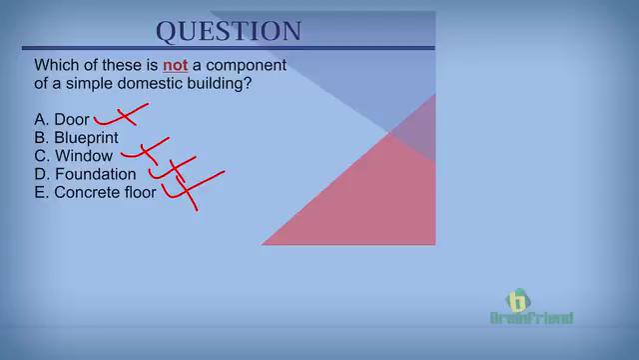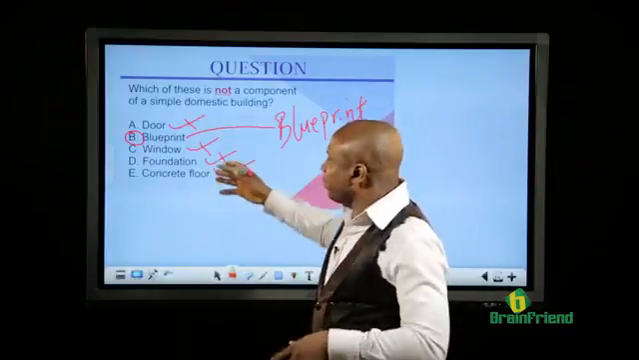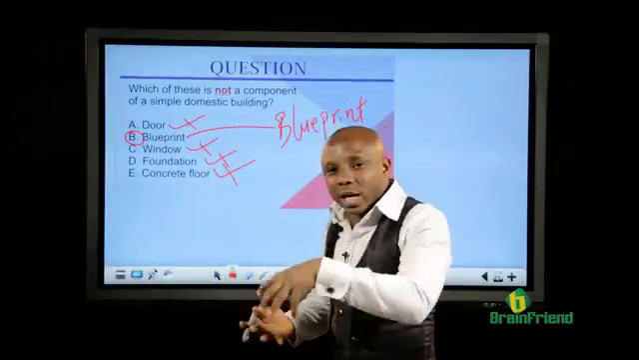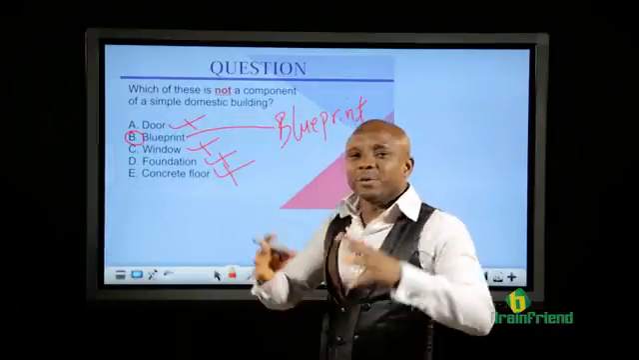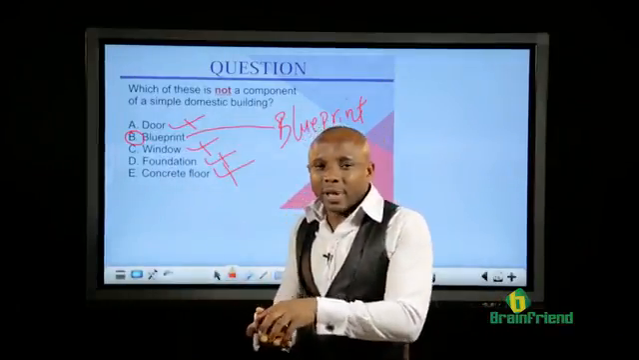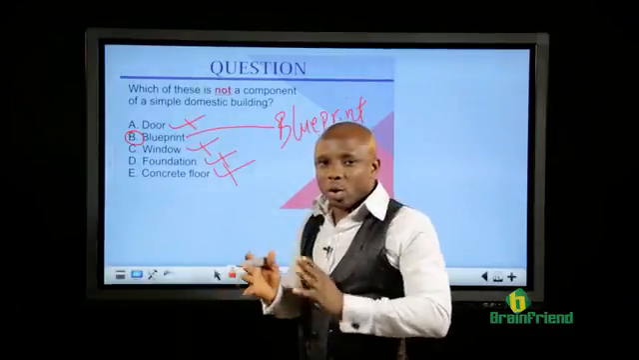The correct answer here is B, blueprint. Blueprint is not supposed to be in this family. These are all components of the building, but the blueprint itself is where we can find all these components of a simple domestic building. Remember, we said the blueprint is the final design that the builder interprets directly on ground.